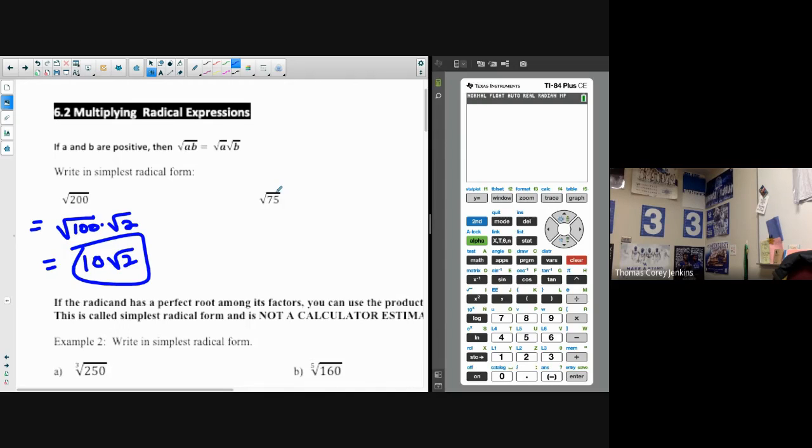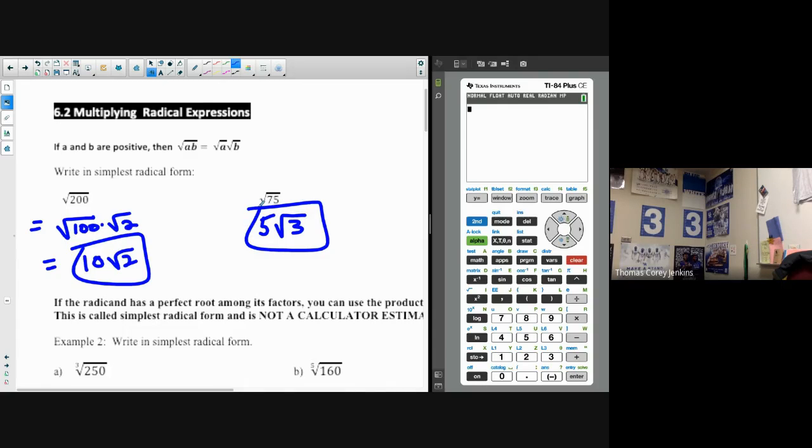Okay, and then 75 would be 25 times 3. So the square root of 25 is 5, and the square root of 3 is just the square root of 3.